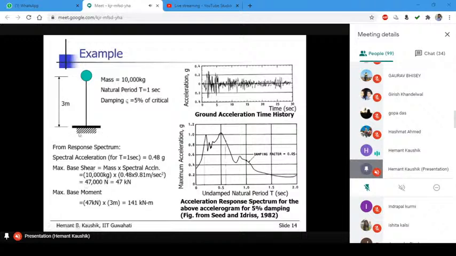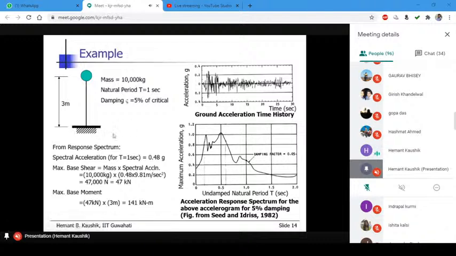So that is the maximum base shear occurring at the bottom of that structure, right? Remember, the maximum base shear cannot be given by the peak ground acceleration. The peak ground acceleration was only 0.32, right? But the spectral acceleration for this structure was much more than that, it is 0.48. So you cannot use the peak ground acceleration to compute the maximum response.